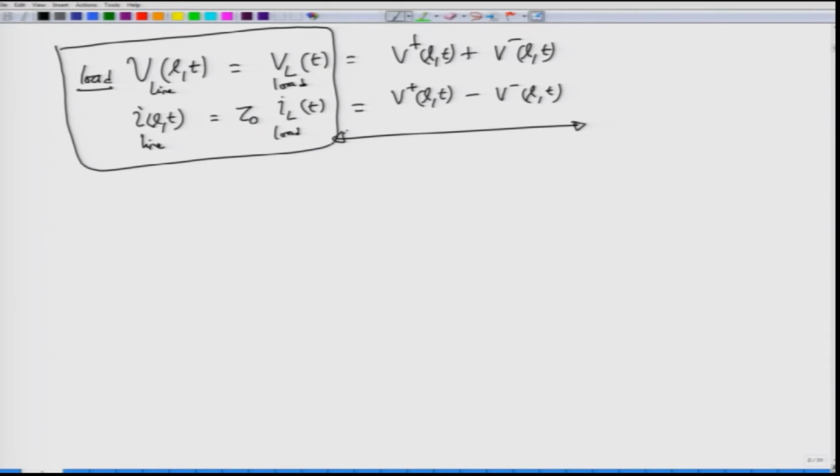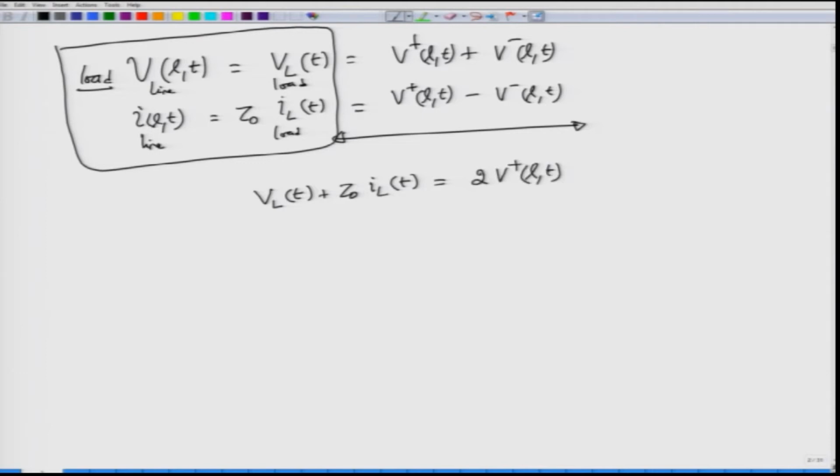Let us now add both equations and eliminate V minus of L comma t. Although our idea is to find V minus, let us now follow this procedure. What we will do is find one unknown, and from that unknown we will find out the reflected voltage. So adding these two, we get VL of t plus Z0 IL of t, that must be equal to 2V plus of L comma t.